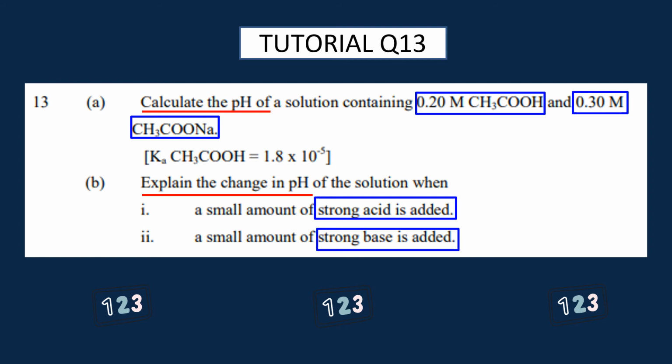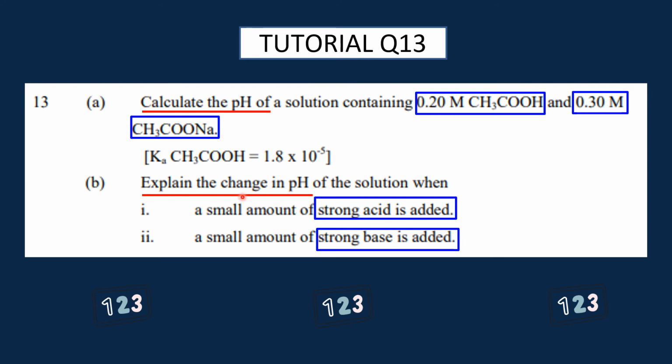Now let's proceed with tutorial question 13 discussion. So first, calculate the pH of a solution containing 0.2 molar, this is the weak acid, and 0.3 molar, this is the salt, meaning the conjugate base. The Ka value is given. So when there are a weak acid and a conjugate base or the salt, it means that we are going to apply the Henderson-Hasselbalch equation.